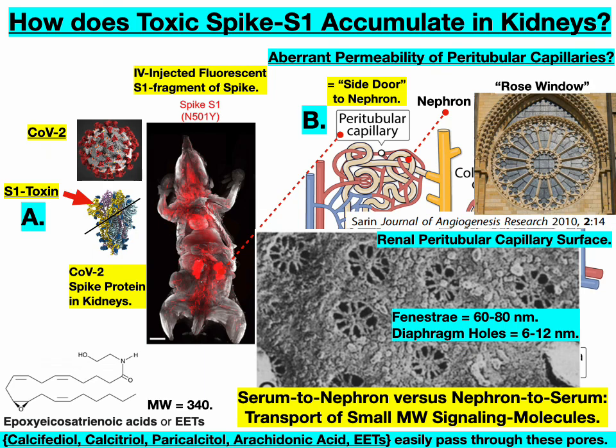So all of these molecules within the set, because they are small molecular weight compounds, can easily pass through these pores, the fenestrae and their diaphragms in renal peritubular capillaries. Because of that, this transport is going to be critical for pathogenesis as well as healing. The discussion of therapeutic agents is going to come back to these structures, and we will address that in future YouTubes.